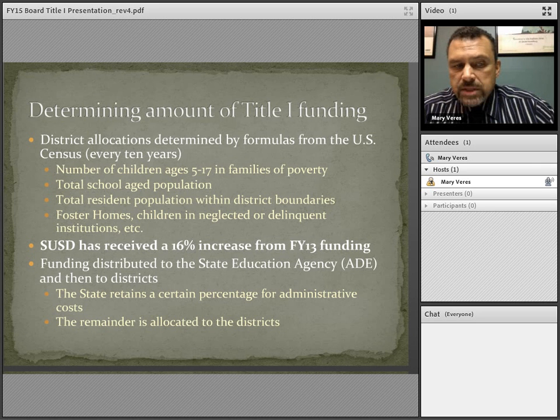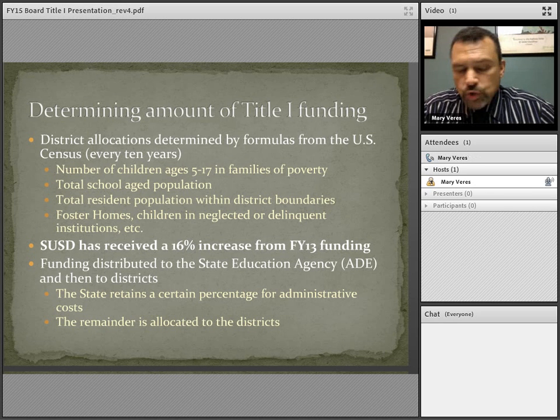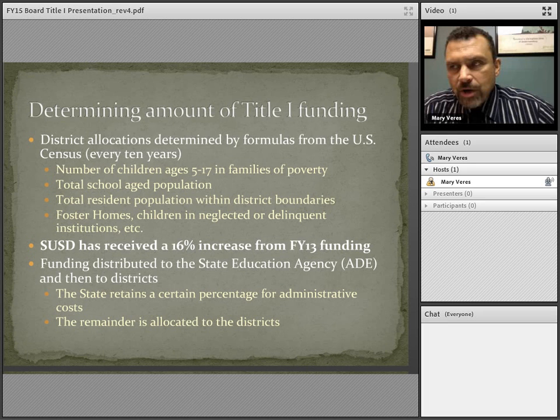As of this point, Sunnyside, within our district, has received a 16% increase in federal funding from fiscal year 13. Back at that time, it was a little bit over 7,000, and now it's over 9,000 in just a few years. What happens then is that money that's generated by the districts is then scooped up by the State Department at ADE. They take a little bit off the top for administrative expenses, and they allocate the remainder to the districts.